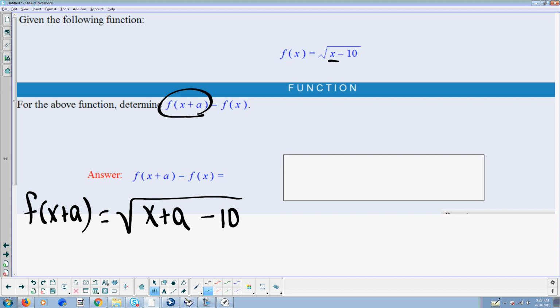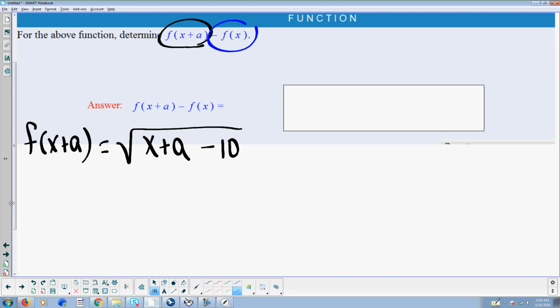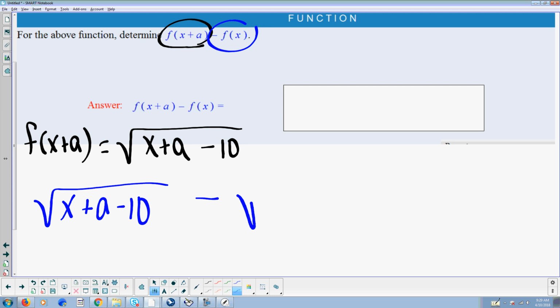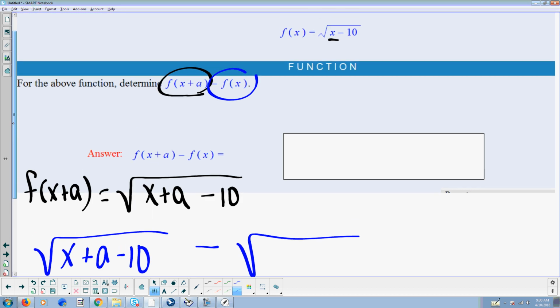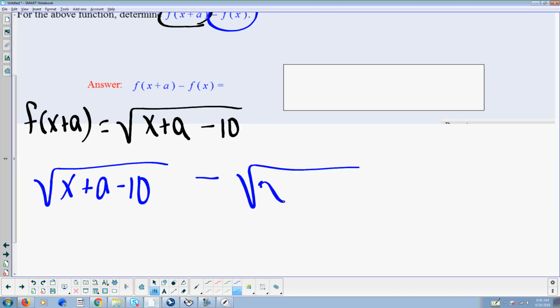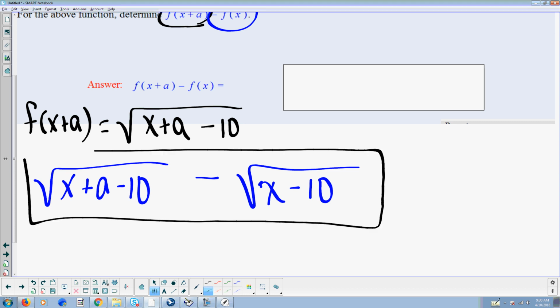The second part of the problem is to subtract the original function from that answer. Okay? So here is that answer, the square root of x plus a minus 10. And I'm supposed to subtract from that the original function. The original function was the square root of x minus 10. This is it. There is nothing that simplifies. There are no like terms anywhere. That's the answer that you submit. It's easy.